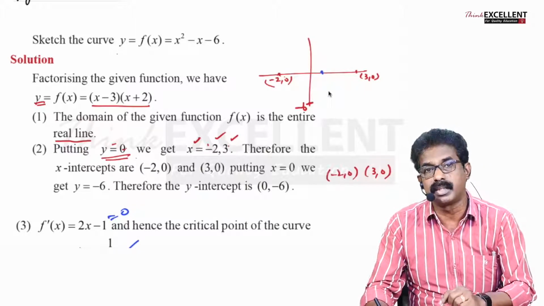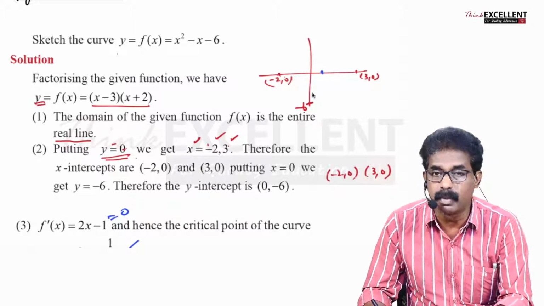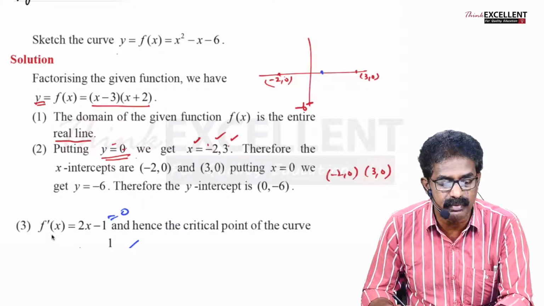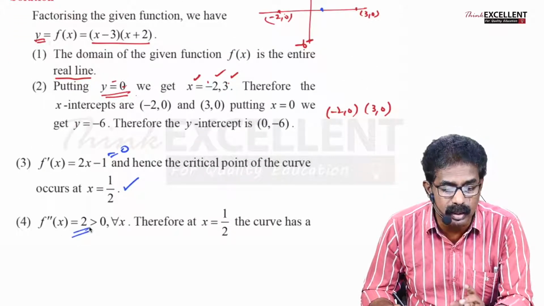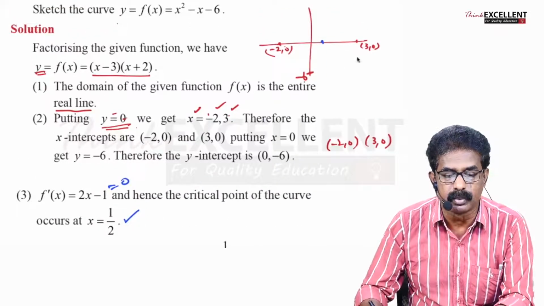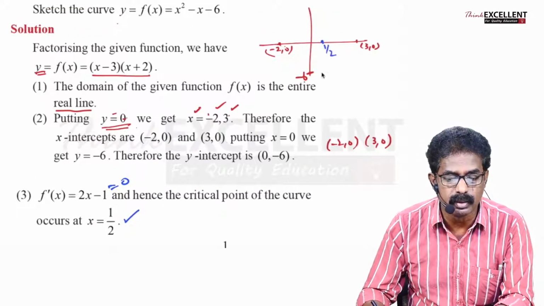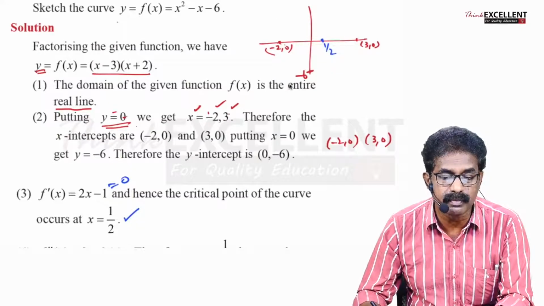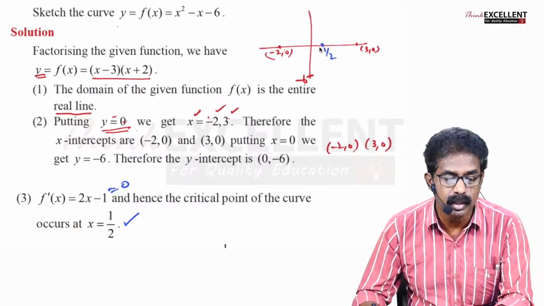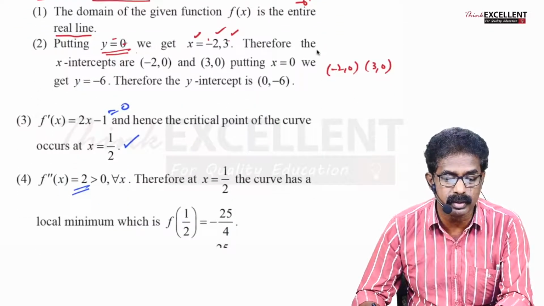At that point, there is a local maximum or local minimum. For that, you find the second derivative. What is f double dash x? f double dash x is 2. It is positive. So there is a local minimum at x equal to 1 by 2. Here, when x equal to 1 by 2, what is the value? You substitute, right? The second derivative is positive, so there is a local minimum.